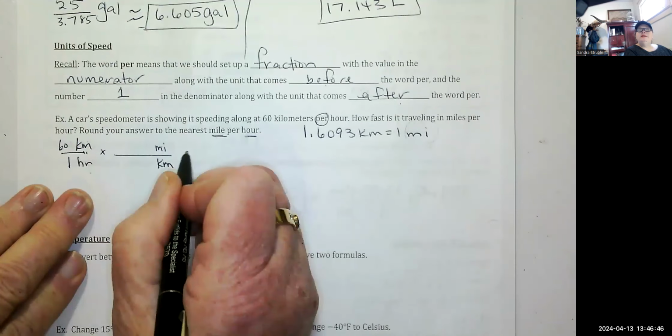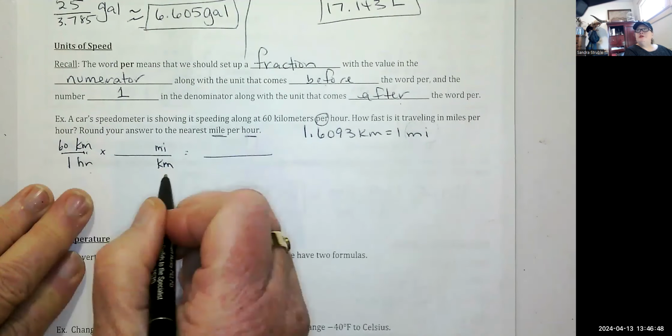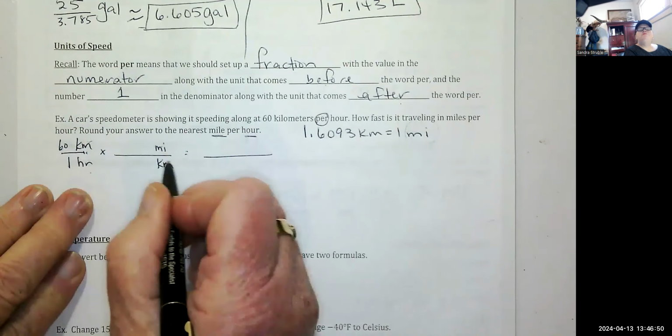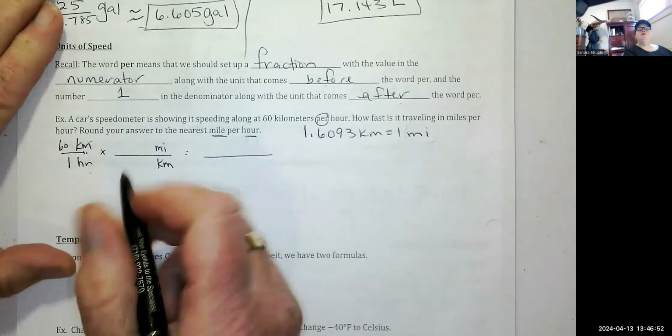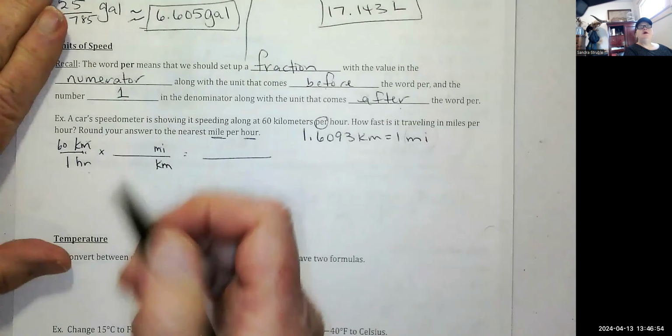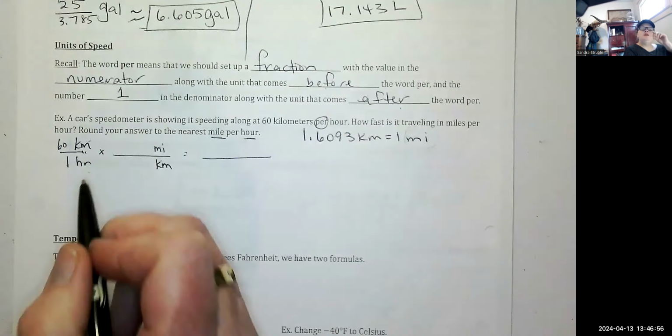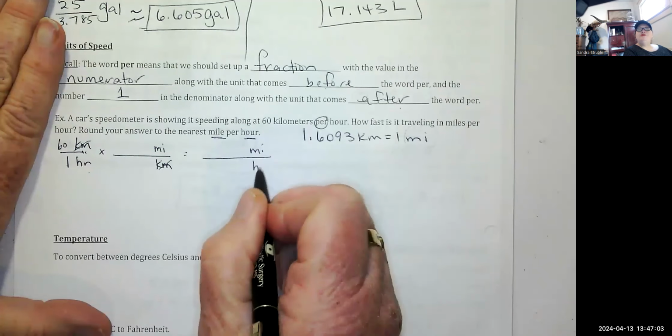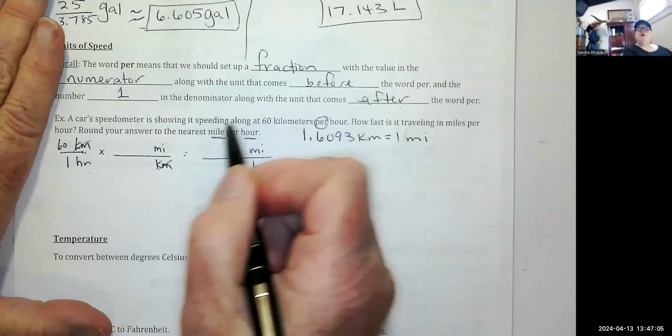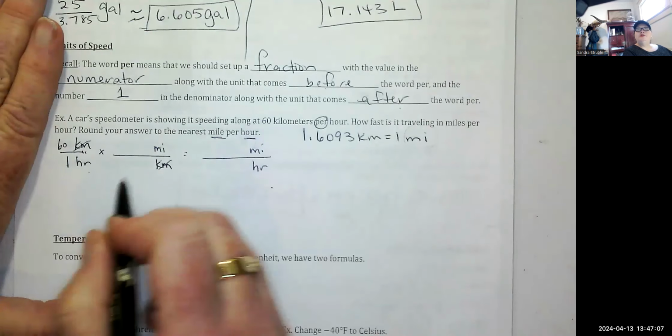Once I get my units in there, I'm going to make sure this is going to work. So my kilometers are going to reduce, and I'm left with miles in the numerator over hours in the denominator. That's exactly what I want, miles per hour. Okay, so let's plug in our numbers.